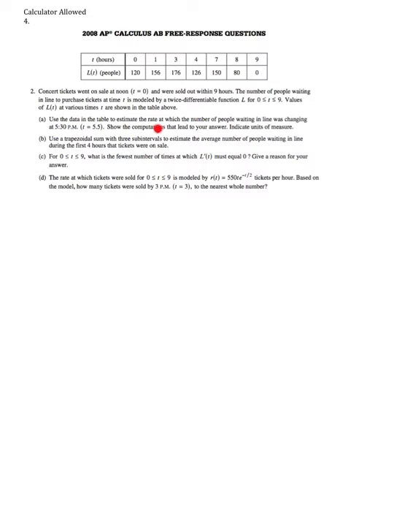Part A, use the data in the table to estimate the rate at which people waiting in line was changing. So estimate a rate of change at this particular time. Because this is the number of people and we want the rate of change of that, it's just people over hours. And whenever we're asked to do this, we're thinking about just the slope. So for part A, I can pick any time interval here that includes 5.5. The most logical one to do is from 4 to 7, but you don't have to do that one.